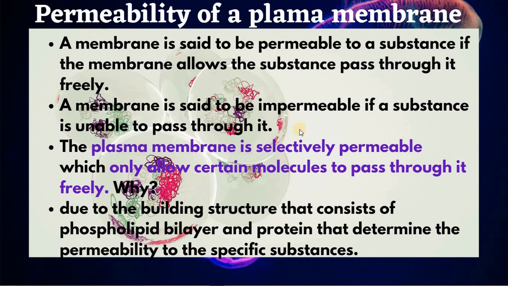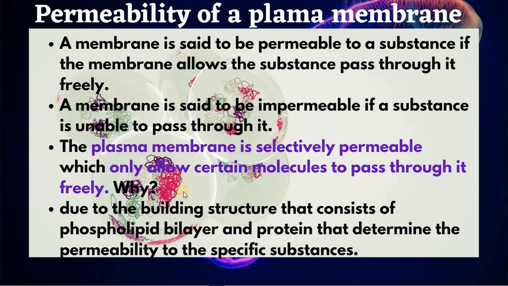And then what about the plasma membrane? If we go to number 3, the plasma membrane is selectively permeable, which only allows certain molecules to pass through it freely. That is the characteristic of the plasma membrane, which is selectively permeable.